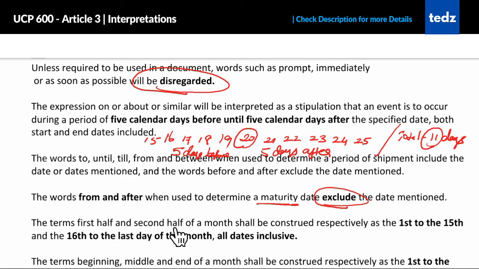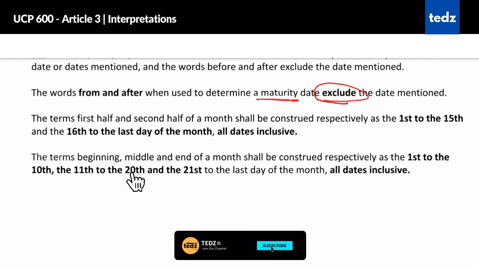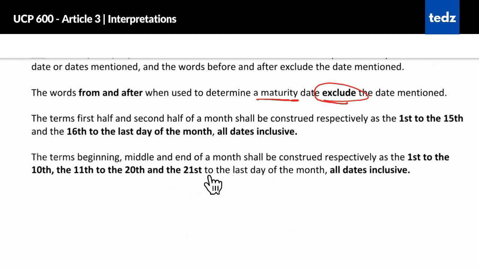The terms first half and second half of the month will be construed respectively as 1st to 15th and 16th to the end of that month. So all days inclusive. Here the beginning of the month, middle of the month and end of the month: the beginning is from 1st to 10th, the middle of the month is from 11th to 20th, and the end of the month is from 21st till the end of that month. So here also all dates inclusive.